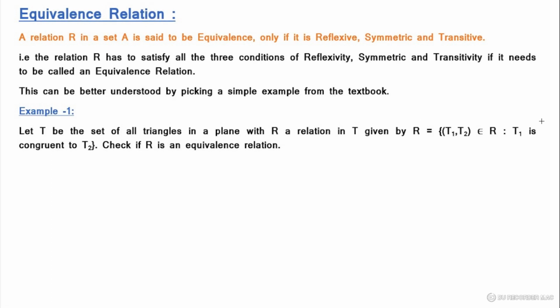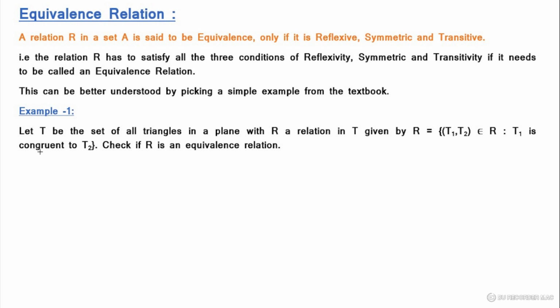Now, looking at the above question, what are we asked to check? We are asked to check if R is an equivalence relation. And what is the condition given? The condition given is T1 must be congruent to T2. Now, what is the meaning of congruent? If I am telling you T1 is congruent to T2, it means T1 and T2 have the same shape and size. If one object is congruent to another, it means both the objects have the same shape and size.